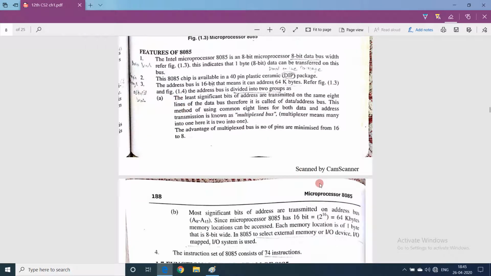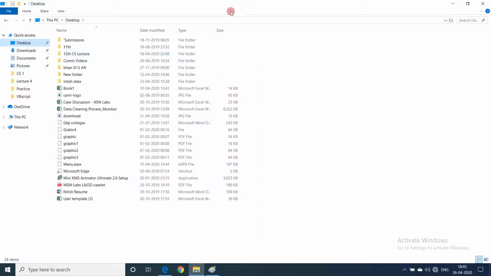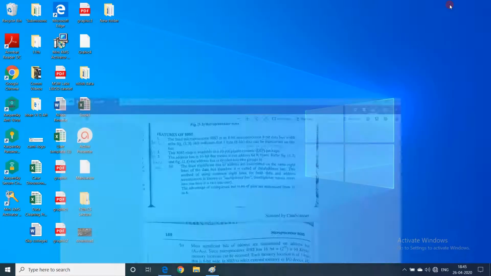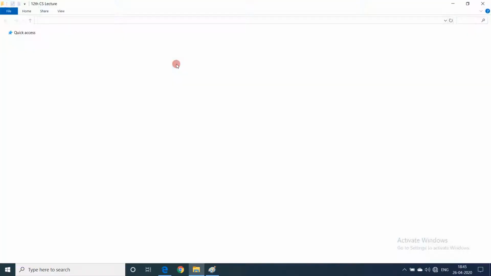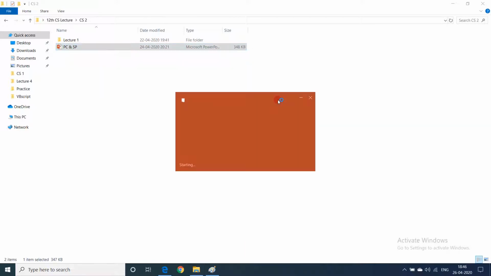In the previous video we had discussed lower address byte and upper address byte. What is lower address and upper address? I will tell you what is lower address and upper address. I'll open the same PPT through which I had explained program counter and stack pointer.